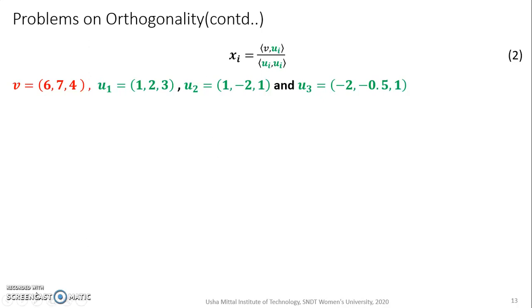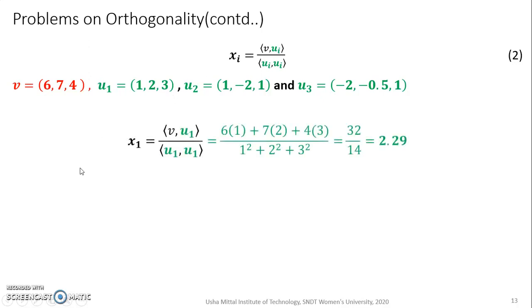Let's substitute the respective values of the vectors. So x1 can be calculated by substituting the respective values of vector u and vector v. Here i represents 1, 2 and 3. So when i is equal to 1, we can find x1, and hence the formula for x1 is nothing but the inner product of v with u1 divided by the inner product of u1 with itself. So it is equal to 2.29.